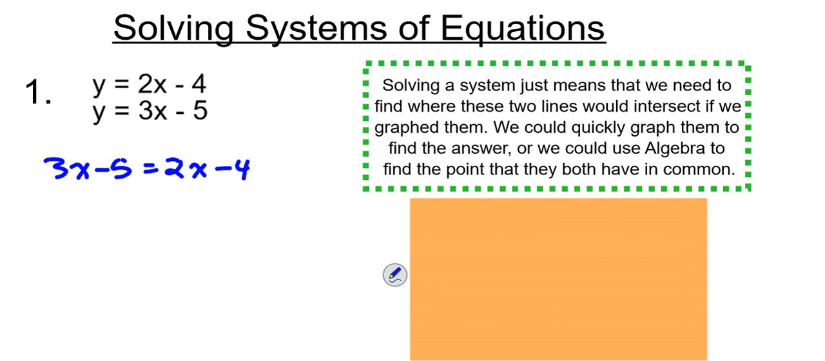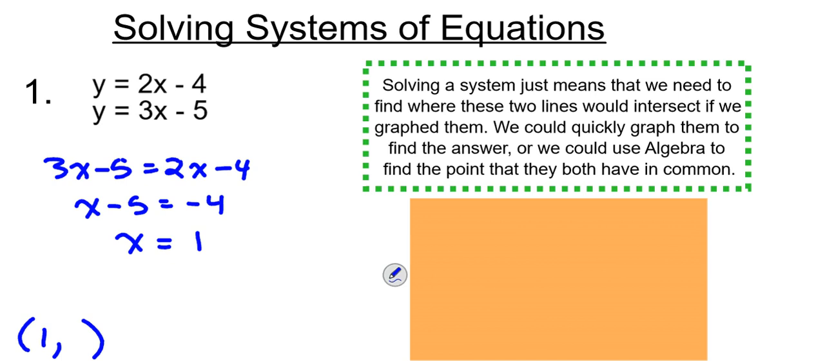So we'll go ahead and subtract 2x from both sides. That gives us x. We're going to go ahead and add 5 to both sides. 5 minus 4 gives me 1. We're halfway there. Once again, remember, when you're doing a system, that means you're going to end up with the answer of a point. So we've got our x value for our point.